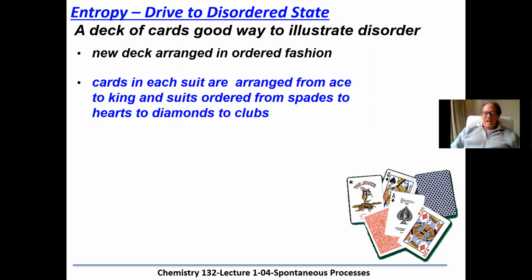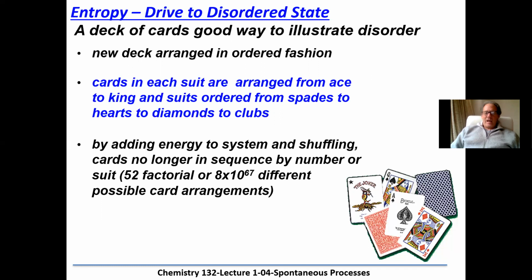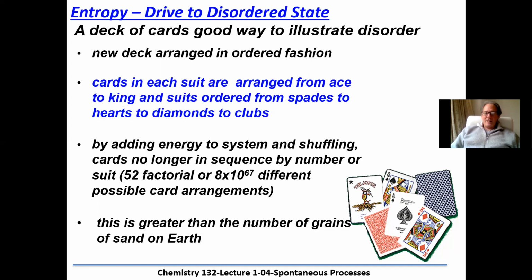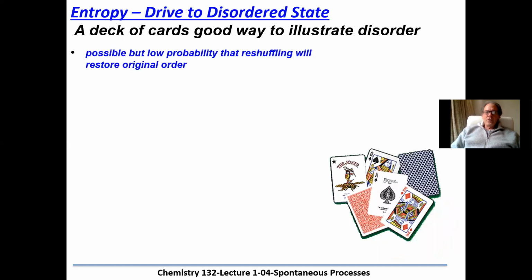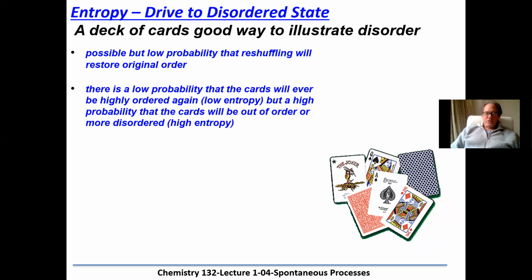And here is the actual number. If you calculate it, it's 8 times 10 to the power 67. That's the number of possible arrangements in that deck of cards as you shuffle it, which is greater than the number of grains of sand on Earth. That's an incredible level of disorder that the deck of cards presents from that original ordered state. So the possibility that you're going to get a low probability state is very small. There's a much higher probability that you're going to get a more disordered state as you shuffle those cards.